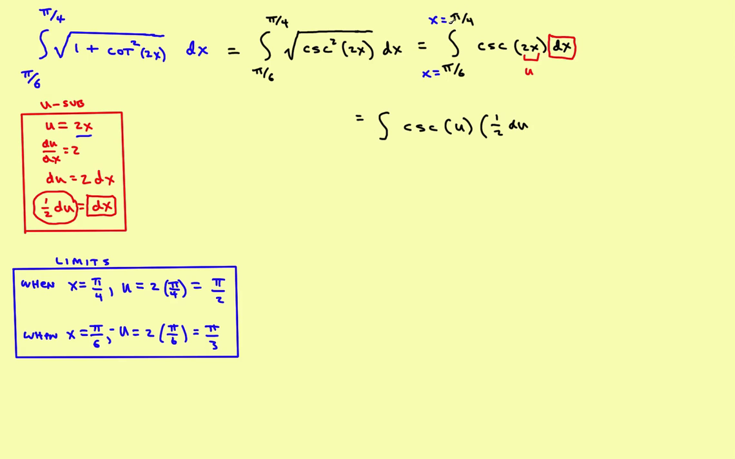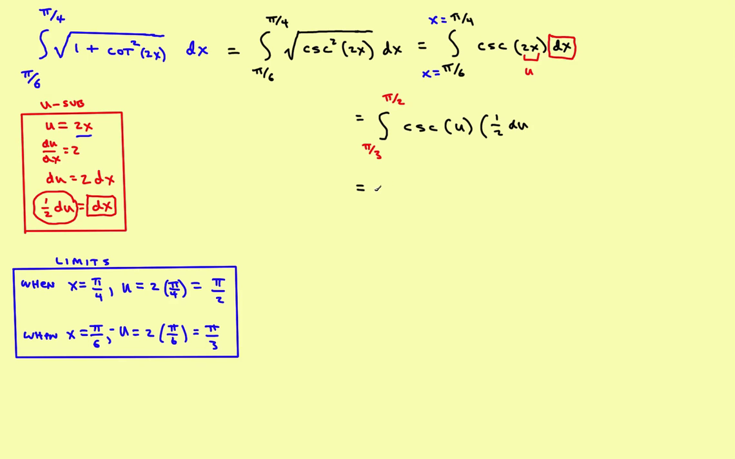Now, when x is equal to pi divided by 4, u is equal to pi divided by 2, so now you've got a pi divided by 2 right there. When x is pi divided by 6, u is pi divided by 3, so you've got a pi divided by 3 right there. So now we're ready to go on with the problem. We've completed the U substitution.